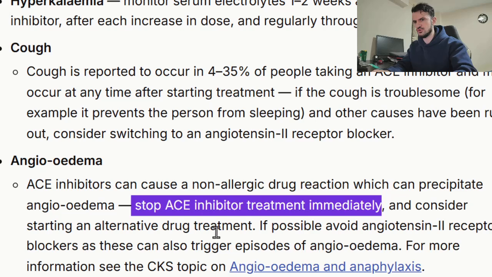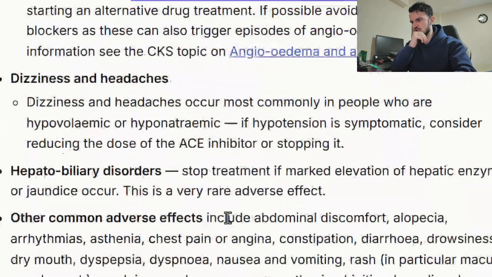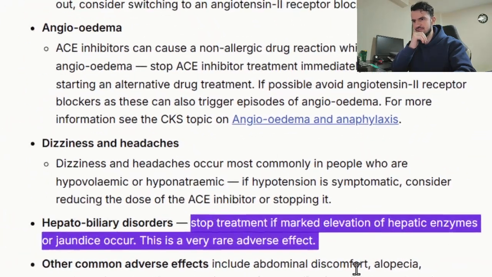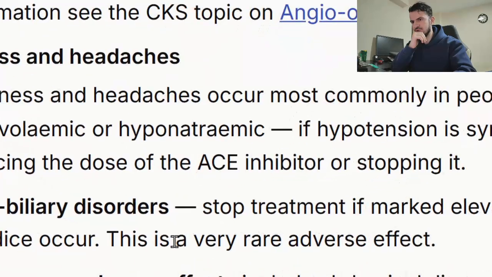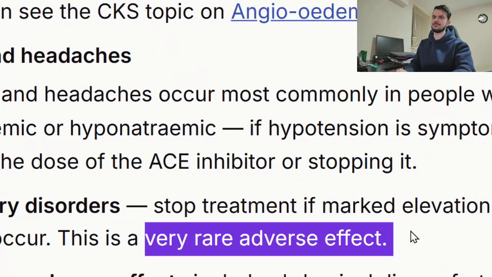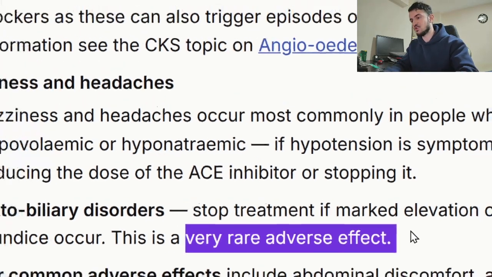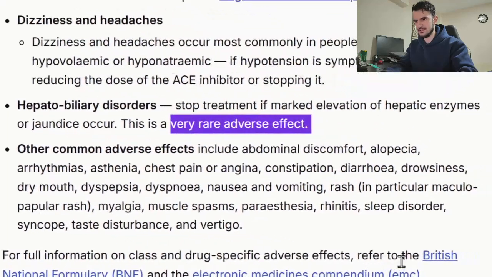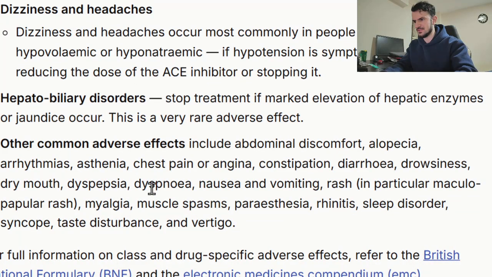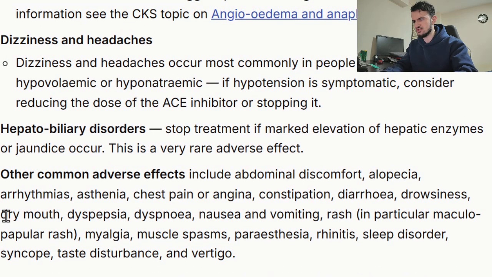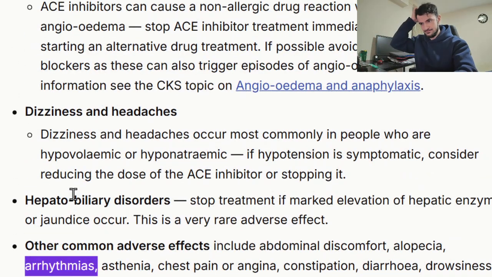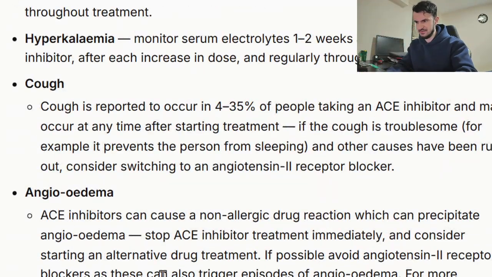So it's a bit similar to elevation of hepatic enzymes. With Ramipril, any elevation of hepatic enzymes or jaundice, you would stop treatment. However, it's important to note that this is a very rare ADR, and that's a very crucial point to understand. It's not common, right? So the common ADRs from Ramipril and other ACE inhibitors are here: dyspepsia, dyspnea, muscle spasms, vomiting, rash, dry mouth, arrhythmias, which is a bit interesting to look at. So anyway, for angioedema, it would preferably be a CCB.